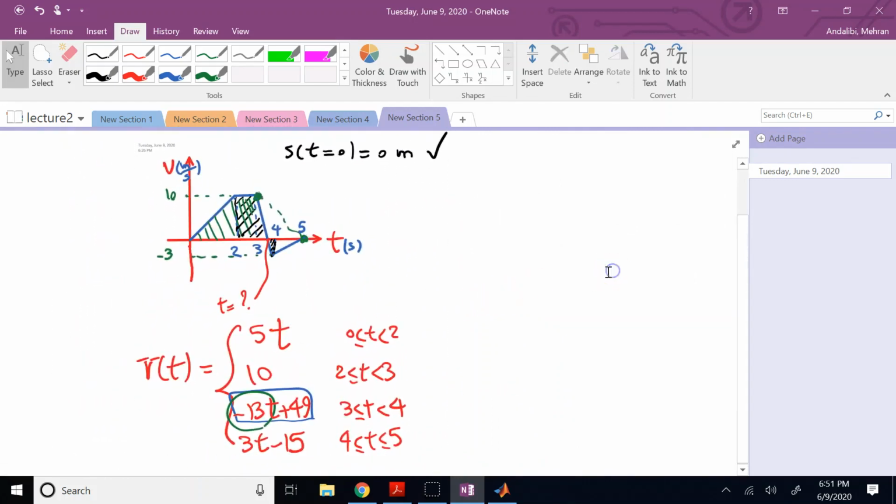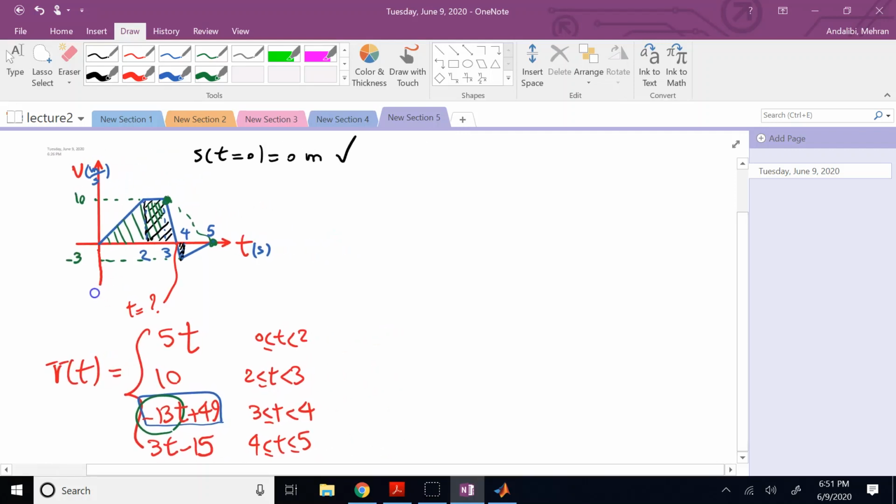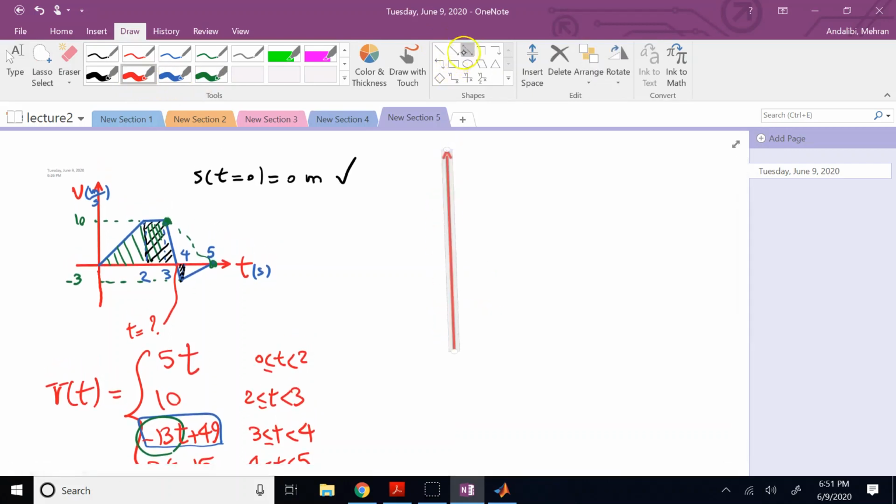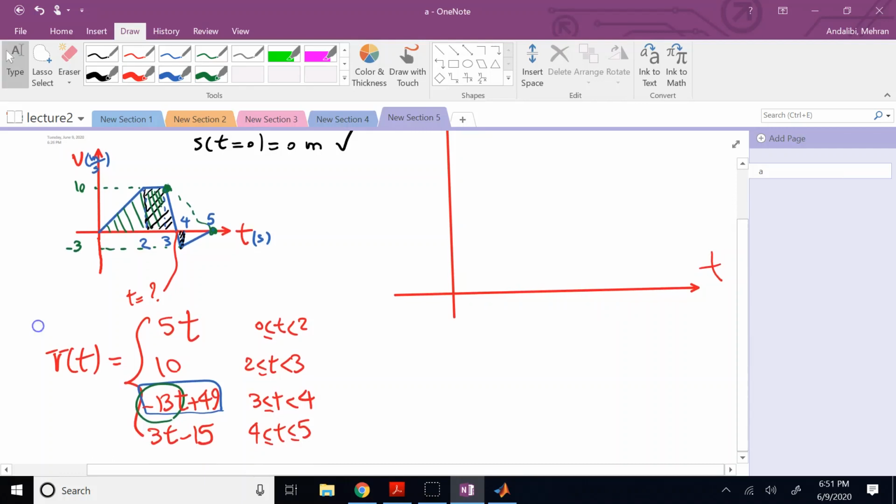So now if somebody tells me, what is the a-t graph going to look like? Well, I can tell. If I want to do the a-t graph, all I need at any point is the slope of the line, because this is a simple case. Between any two time points, it's always a line, so the slope does not change.